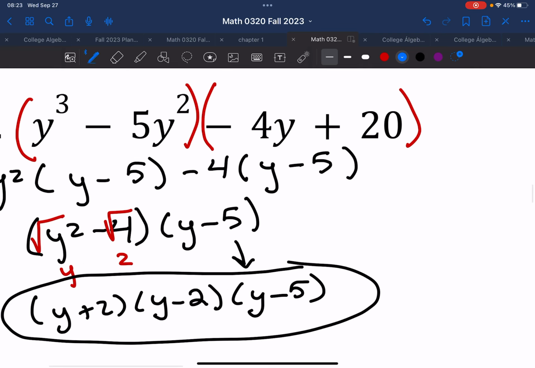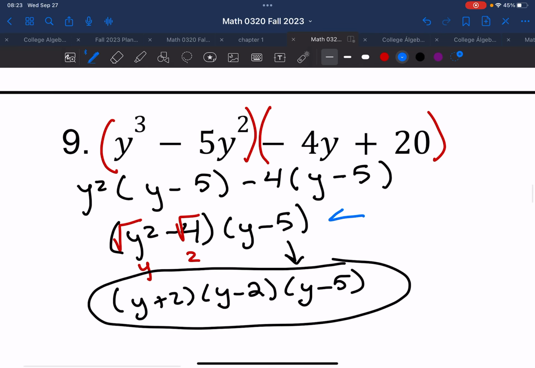So if on an exam you stopped here and didn't continue your problem, you would be marked off points, okay? Because that only got part of the problem, and it said factor completely. If it ever says factor completely, that's your hint that there's going to probably be more than one step that you have to do when factoring. Any questions so far?